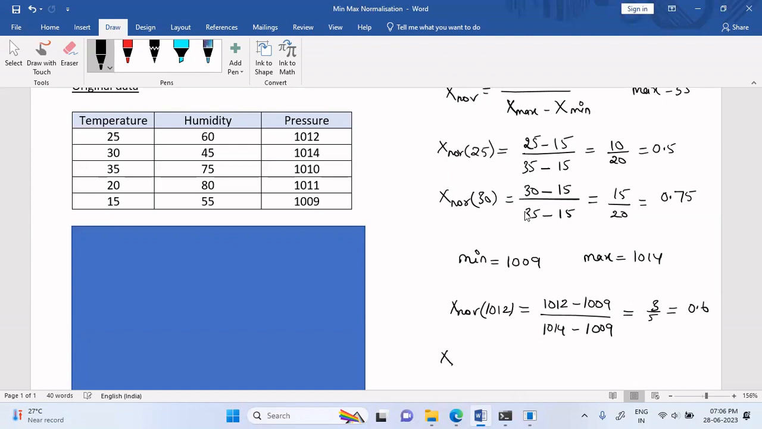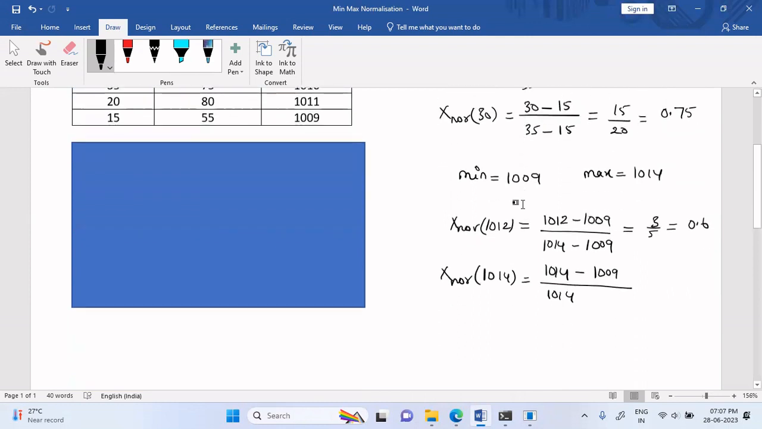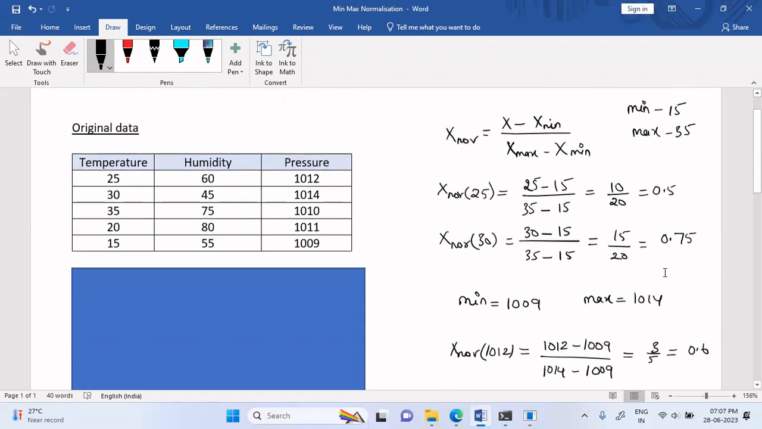Coming to the second value, x normalized for 1014 is equal to 1014 minus 1009, divided by 1014 minus 1009, which gives 5 by 5, equal to 1. So the normalized value for 1014 is 1. Like this, we can calculate the rest of the values also.